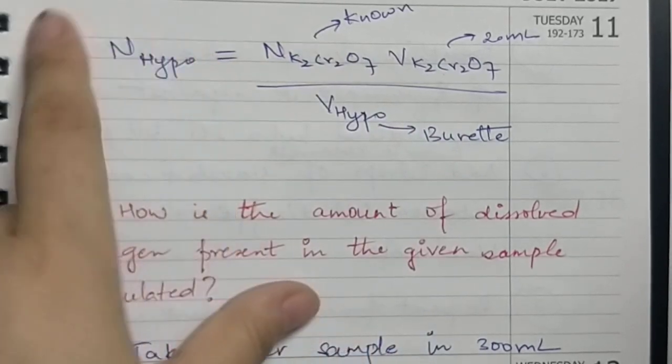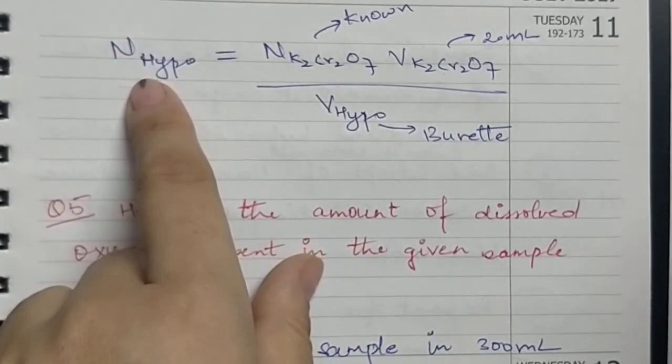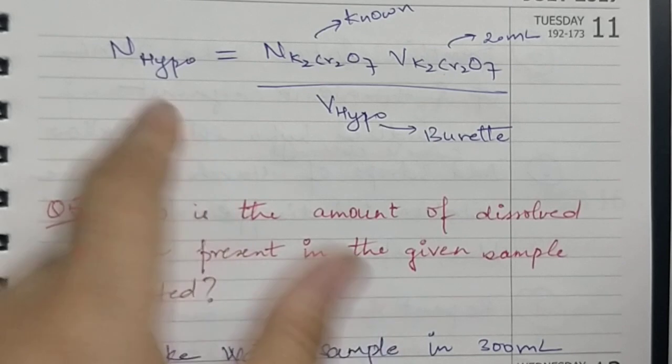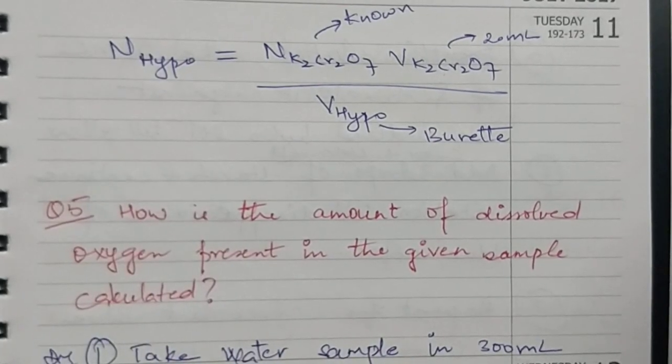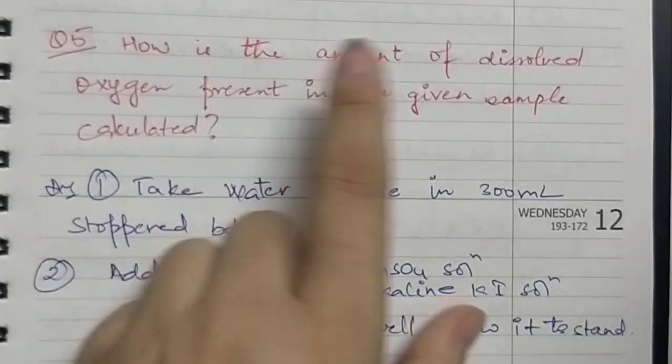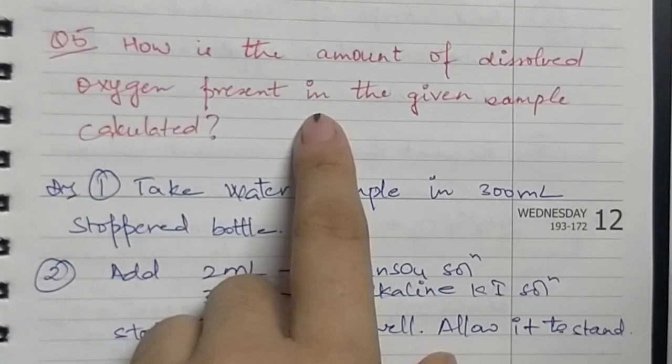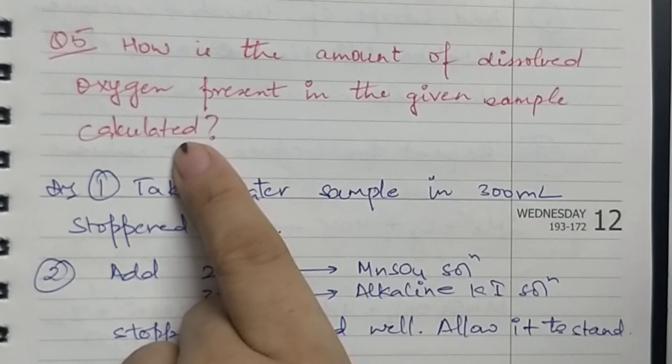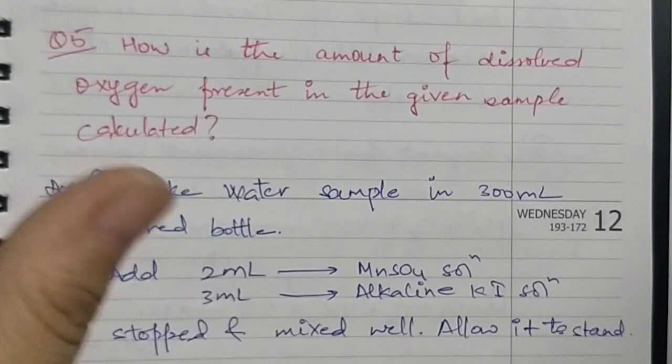So this way you can calculate the normality of the hypo solution, and now the hypo solution is standardized as you know its concentration. Okay, the next question to this titration is, how is the amount of dissolved oxygen present in the given sample calculated? How do you calculate the amount of dissolved oxygen?